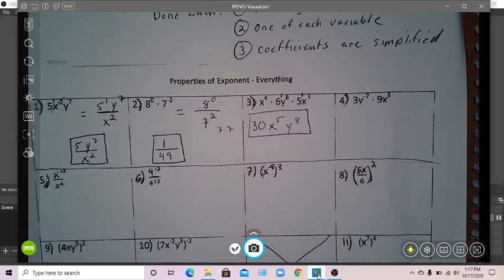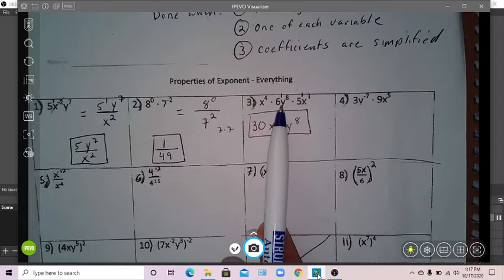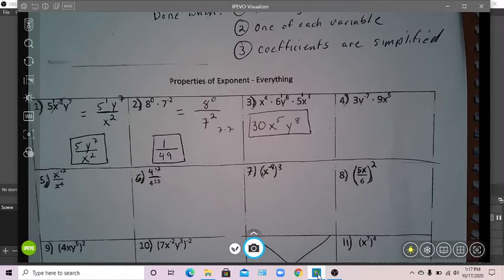And that's all I can do. There's no negative exponents. There's only one of each variable. The coefficients are simplified. There's only this 30, right? I already simplified the 6 and the 5 together to get that 30.